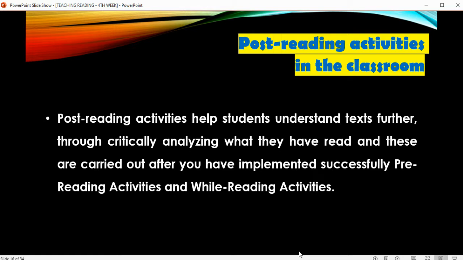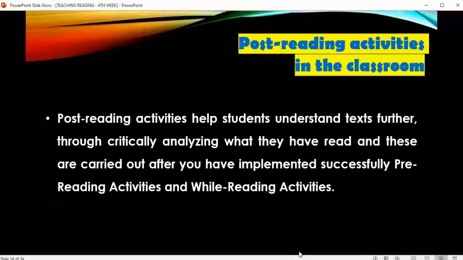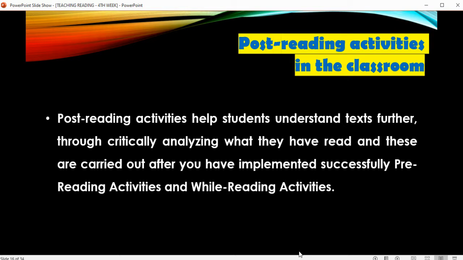Now remember, pre-reading is to activate schemata. While reading is a deeper analysis of the text, the language, no? The formation of words, right? So the syntax, the structure of sentences, no? It's the analysis of the language.